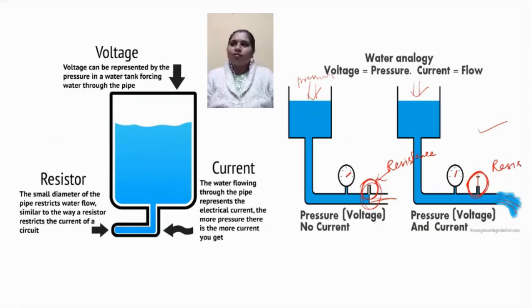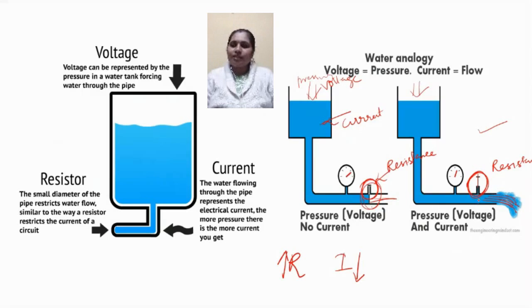That means this nozzle is related to resistance, this pressure is related to voltage, and this water is representing current. So when there is a high resistance, there won't be any flow of current. When there is no or low resistance, then there will be a flow of current. That means as the resistance is more, the current will be less. Here you can see as the nozzle is opened slowly, a path is created for the flow of water.